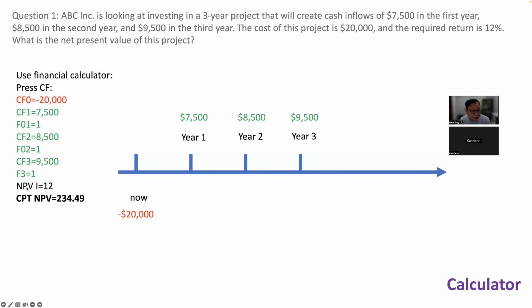And then you press NPV, you enter 12% for I, you compute NPV, and you will get this result, $234.49, which is exactly the same amount as we calculated using formulas. Okay.